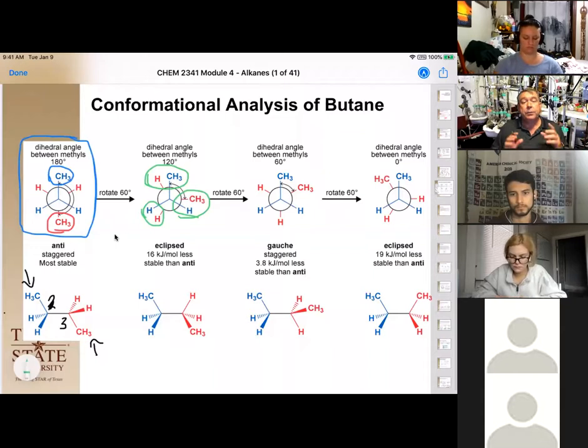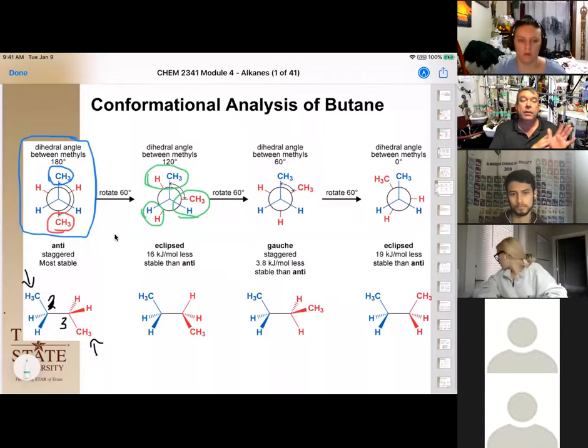So to do that, because the methyl groups are larger, it takes more energy. And so we actually have 16 kcal per mole less stable than the original configuration. So the methyl groups are bigger than hydrogen, and therefore they're creating more torsional strain. Okay. Now notice in this case, we only have a hydrogen, methyl, and two hydrogens.